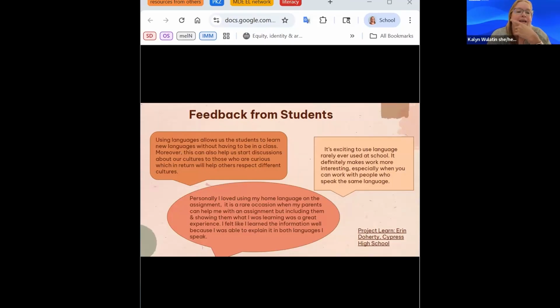I love all of these, especially that last one, right? It is a rare occasion when my parents can help me with an assignment, but including them and showing them what I was learning was a great experience. I felt like I learned the information well because I was able to explain it in both languages I speak. So again, we can see here both the identity, the emotional validation, and the cognitive validation, right?